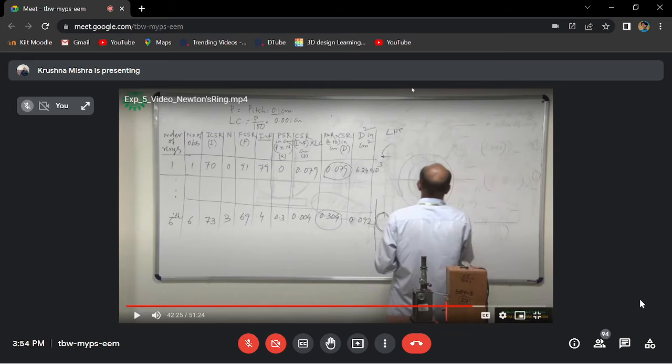Students, you all complete the table and first tell if you have any problem in completing the table. We are giving a 15 minutes break. Within 15 minutes you complete the table, then we will go for the graph and calculations.